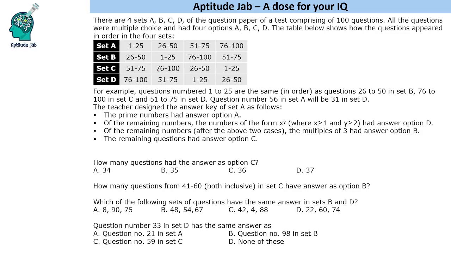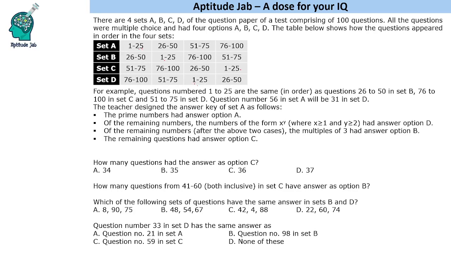Now you can see that these are bundles of 25 questions: 1 to 25, 26 to 50, 51 to 75 and 76 to 100. Now we need to map these questions. And how do we map them? You need to read this, that 1 to 25 are the same as 26 to 50 in set B. So this is the same here, this is the same here, and this is the same here.